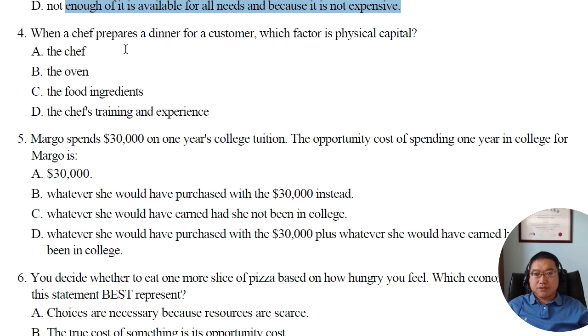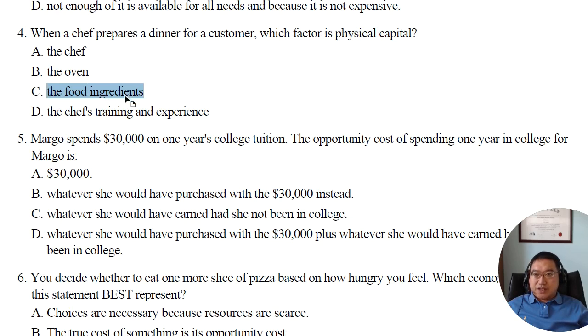And here we want to know, for a chef, which factor is physical capital? It's the machinery we are talking about. If you look at the chef himself or herself, that's human capital. The oven is not a human being, and it is something of value that can be repeatedly used to produce dinner. So that can be considered physical capital.